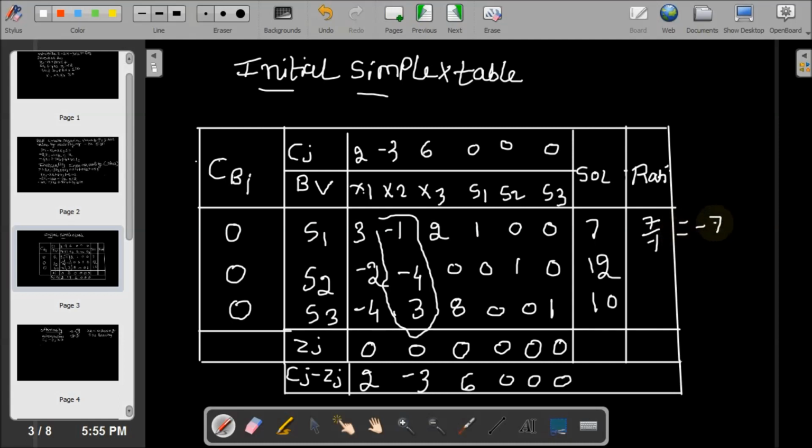-7. Next, in the same way, 12 divided by -4. What is the ratio value here? The ratio value is -3. What is next? 10 by 3. The solution value is 10 and 3 is the key column value, so the ratio will be 10 by 3 only.